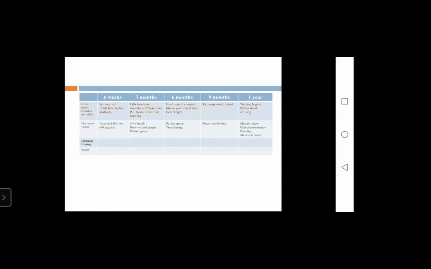At 1 year, mature pincer, and then they have object permanence. Object permanence meaning if you're playing with the child, and then you take that toy and hide it under a blanket, they'll look for the object. They know that that object is under that blanket. Or if the toy drops, they'll be able to track the toy and know that the toy is dropping. They start pointing also. And if they get hold of a crayon or a pencil, they might start making marks on the paper.